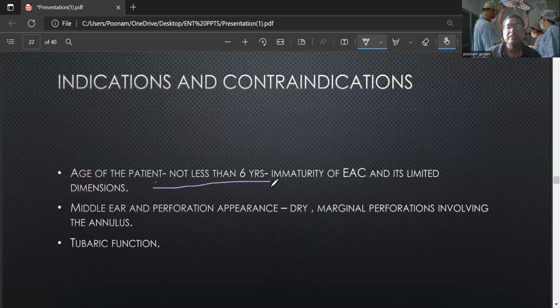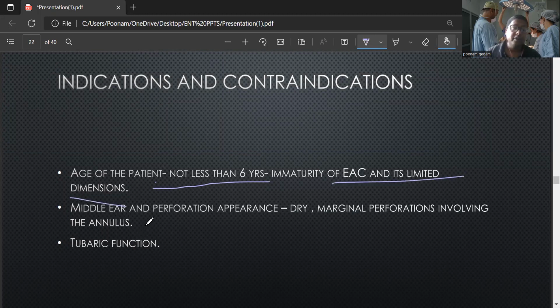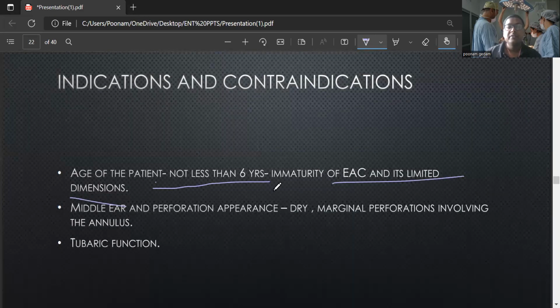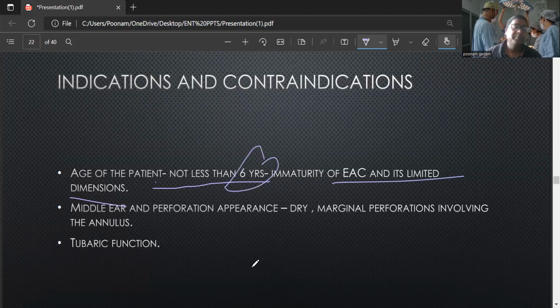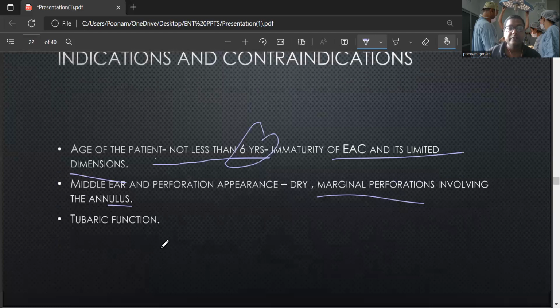Age of the patient not less than 6 years, due to immaturity of the EAC and its limited dimensions. So don't do endoscopic tympanoplasty for an age less than 6 years. Middle ear and perforation appearance: dry marginal perforation involving an elbow. Tubaric function.